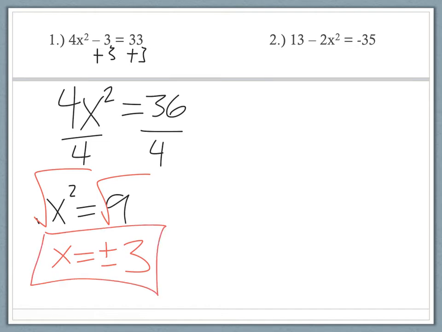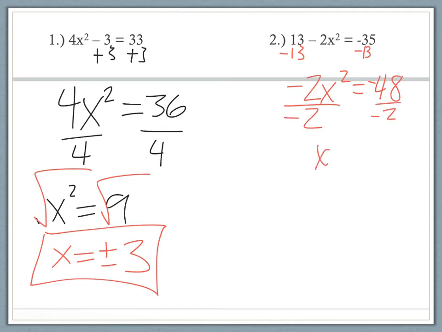Now let's look at this next one. I need to get the x squared by itself. So what's the opposite of 13? Subtracting 13. So I have, don't forget this is a negative 2x squared equals, that would be negative 48. Divide both sides by negative 2.